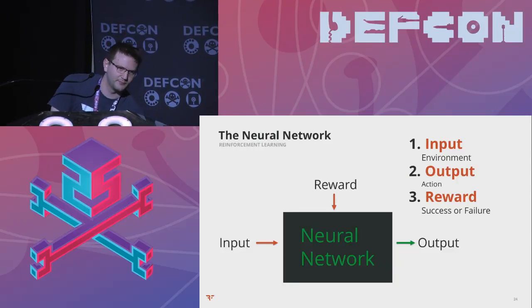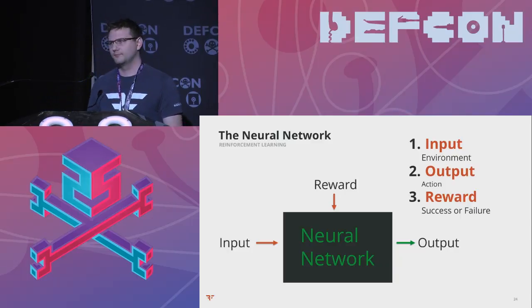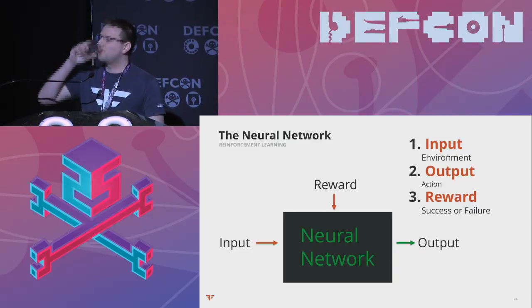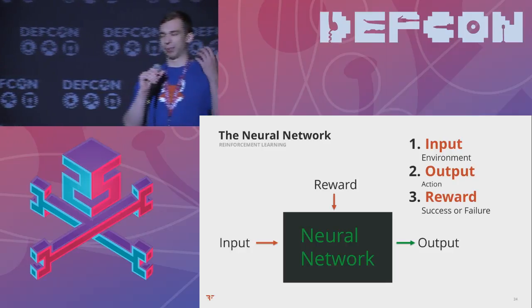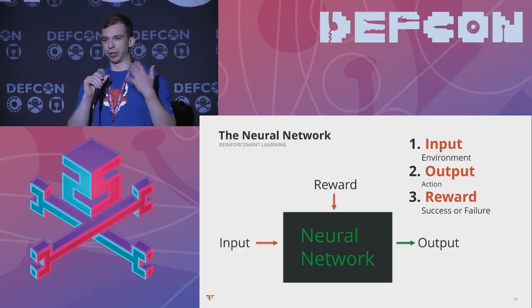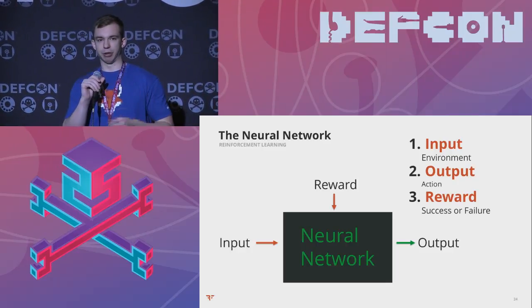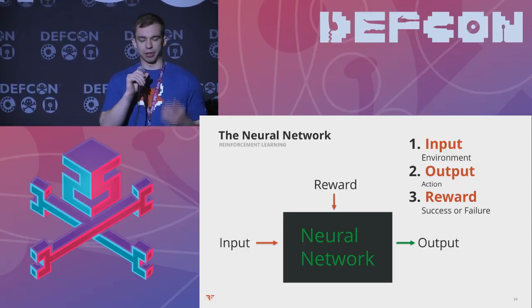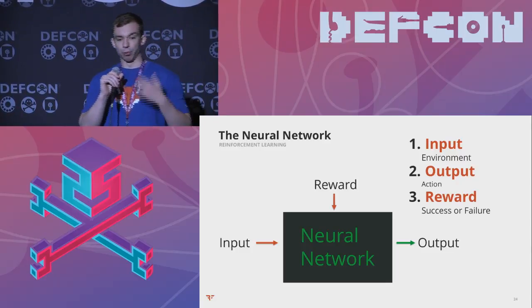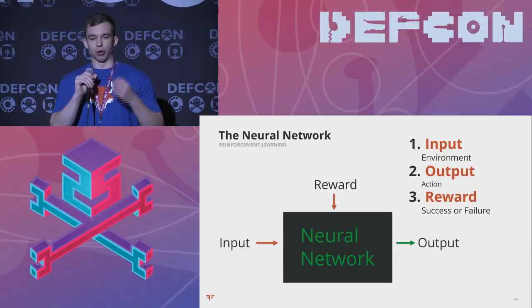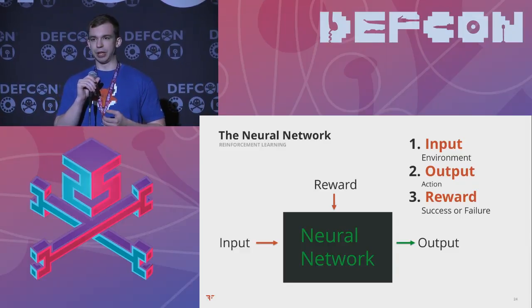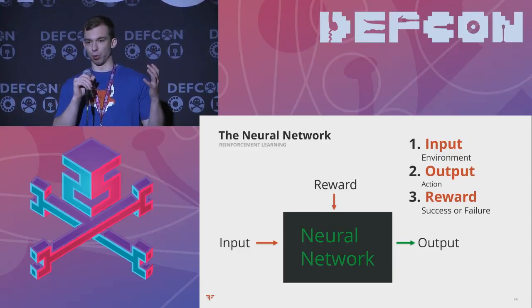So there are three things you want to think about when you start asking, okay, approximating functions sounds kind of complicated, how do I actually start writing code? How do I start getting into this? You want to think about three things for your program. There's basically your input, which is going to be your environment. It's essentially everything your AI program knows about the world.